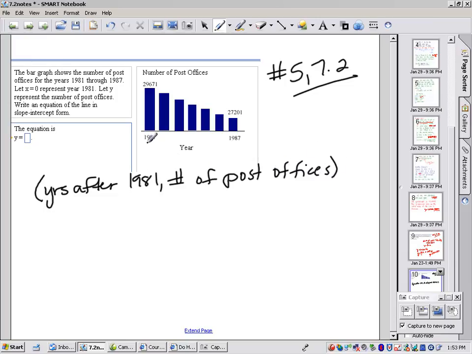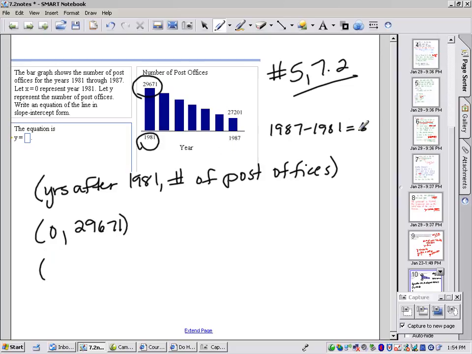So one of our ordered pairs is 0, right, that's the year 0, and there were 29,671 post offices then. And then the other one is 1987. How many years after 1981 is that? Well, if we subtract off 1981, we get 6. So our other ordered pair is 6, comma, then there were 27,201. Okay. So since we're given 2 ordered pairs, the first thing we have to do is find the slope.